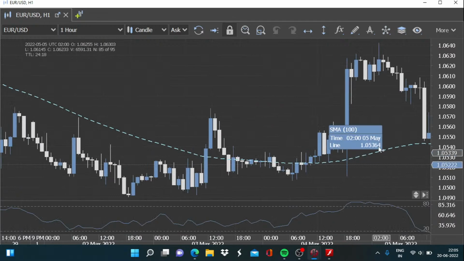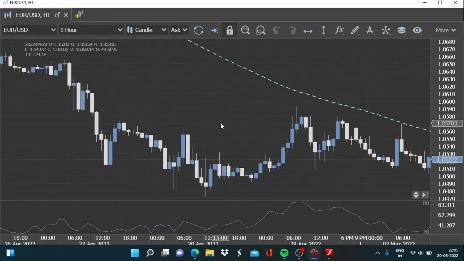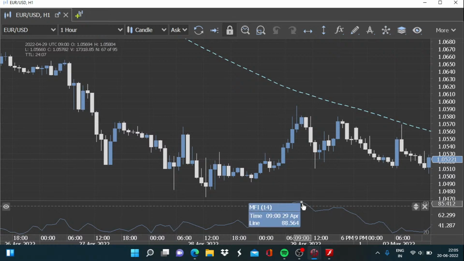Here also the SMA is on the rise. Okay, so here we have this opportunity. The SMA is in the decline and for the last 4 to 5 hours the MFI was indeed above 80 and then eventually it went into the decline. So that's how we will be looking to initiate the trade.